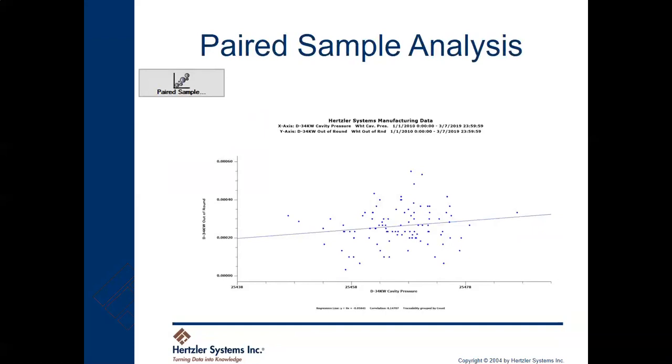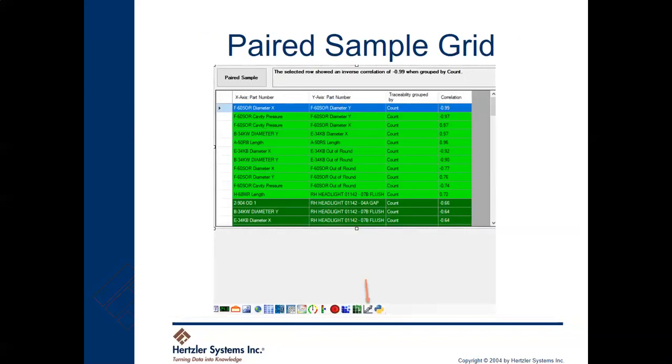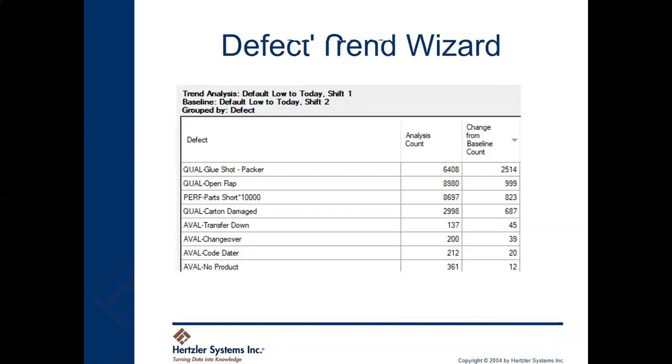To power up these tools even more, there are dashboard widgets that will process all the data in a department or even in your entire system and bubble up to the top the most critical issues. Thus, we have the big data widgets for defects and for SPC measurements, and the paired sample grid to analyze many relationships at once. Something new for the soon-to-be-released version 9.2 is the Defect Trend Wizard. This tool allows you to identify a baseline and then compare a different data set against it to determine if defects are trending up or down. The analysis can be time-based or traceability-based, for example, comparing 2 months or 2 shifts against each other.